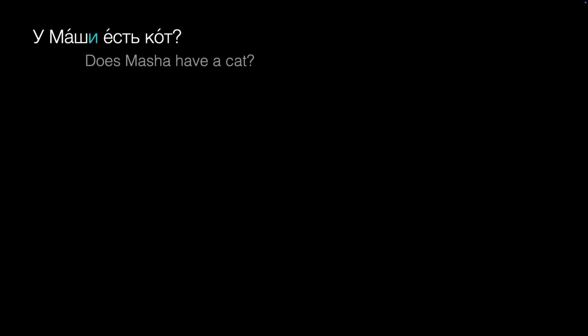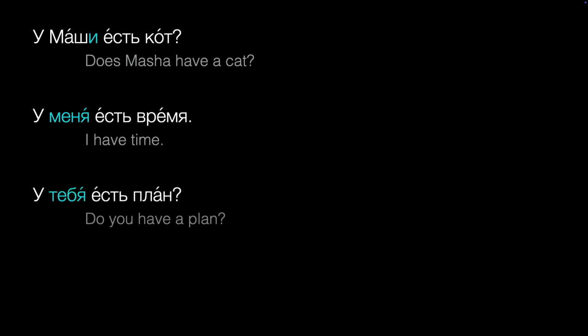Let's look at a few more examples. У Маши есть кот. У меня есть время. У тебя есть план? У нас есть кофе. Notice how есть never changes its form, no matter who has something or what they have.